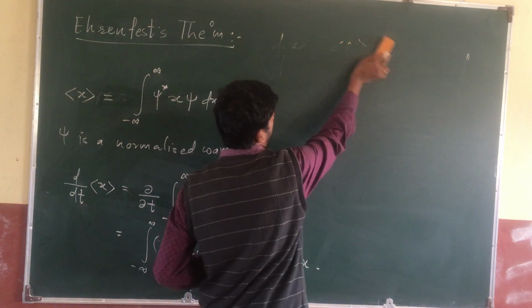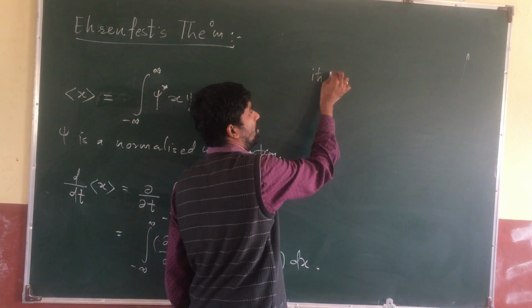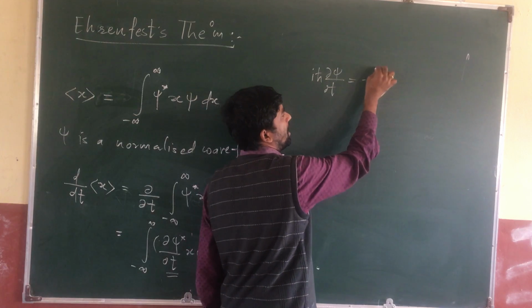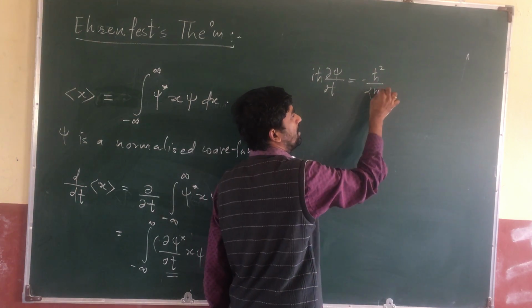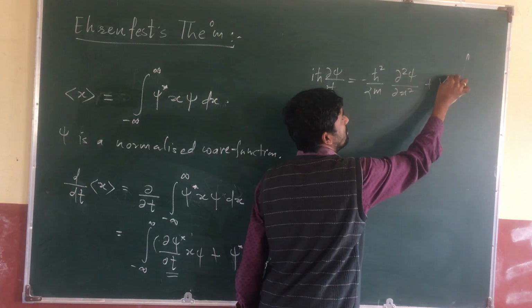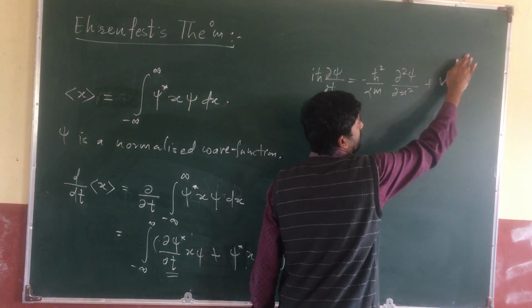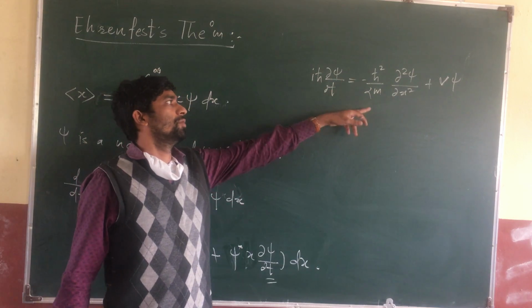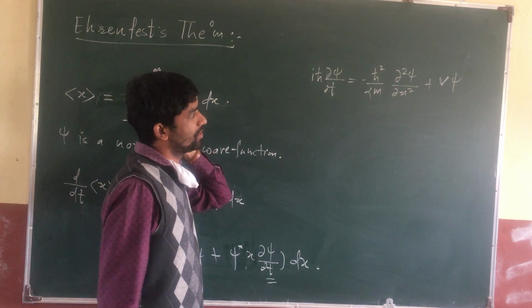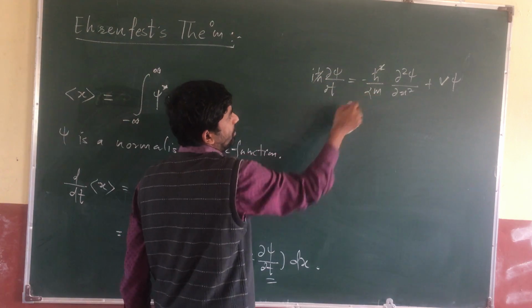Schrödinger's equation. So what is Schrödinger's equation? Schrödinger's equation is iħ dψ/dt equals minus ħ² divided by 2m times d²ψ/dx² plus potential Vψ. So it is one dimensional because it is d²/dx². From this equation, the ħ will get cancelled, I will go to this side.